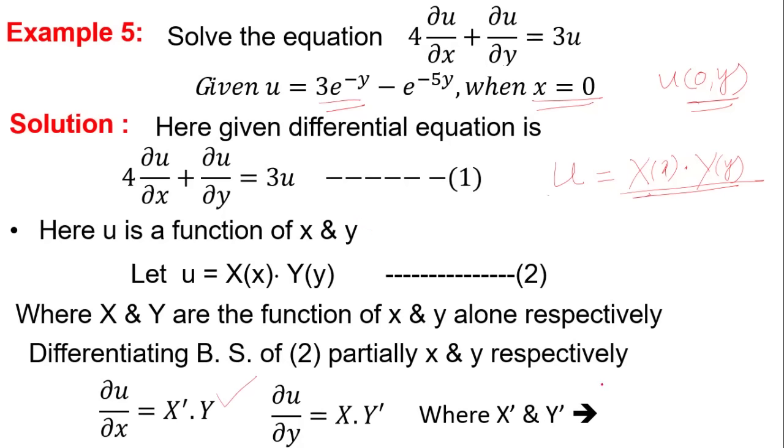Okay, where X dash is what? X dash is equal to del capital X by del x, and what is Y dash? Del capital Y by del small y. It is also equal to d capital X by d small x, and d capital Y by d small y. Okay, substituting the values in equation 1 now, what will we get? X dash Y, it is the value of del u by del x, plus del u by del y, X Y dash, is equal to 3u, means 3XY.